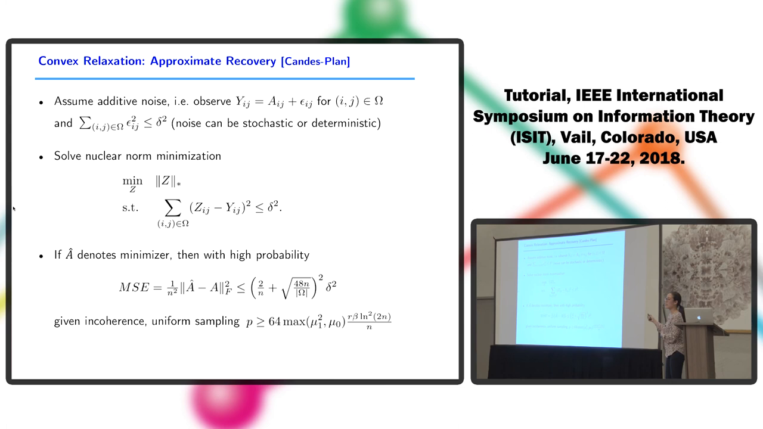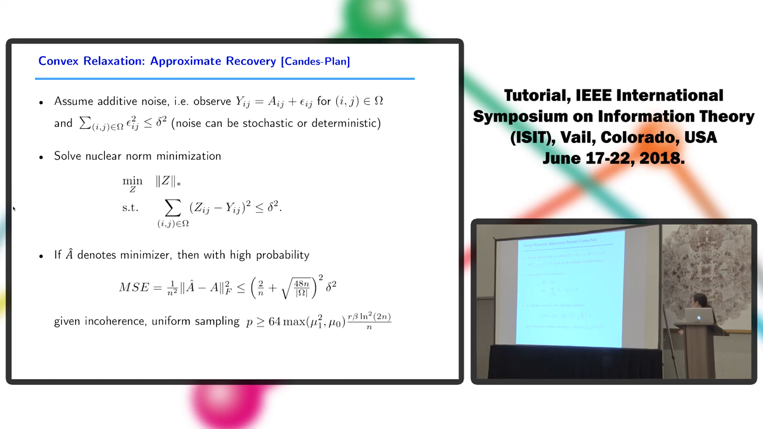Then you slightly modify the nuclear norm minimization problem. Instead of exact constraints here, you just ask that the deviation of your matrix from the observed entries is bounded by the same delta squared. Now you can show that if A hat denotes the minimizer, then with high probability, the Frobenius norm of the error is also bounded. And the conditions that you need are all the same as before because it leverages all the same proof techniques. So you also need incoherence and uniform sampling with the same sample complexity.